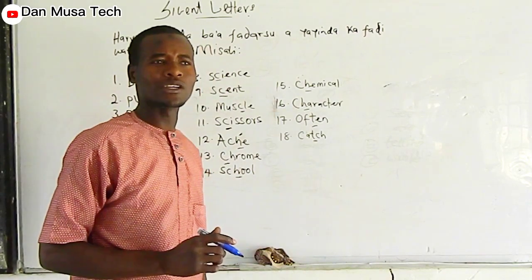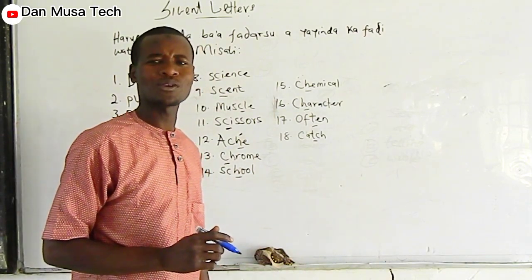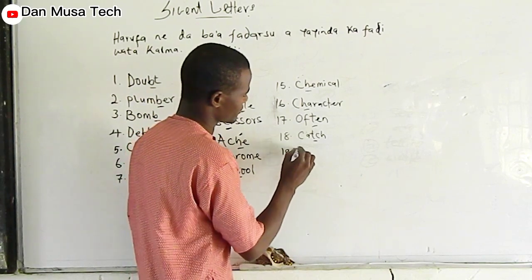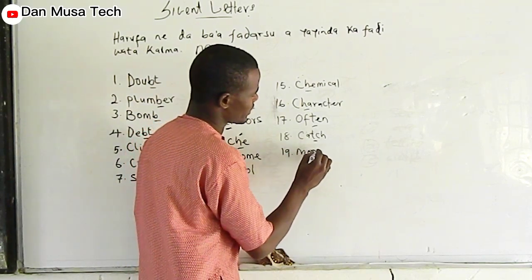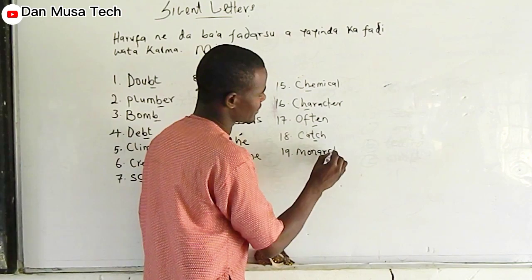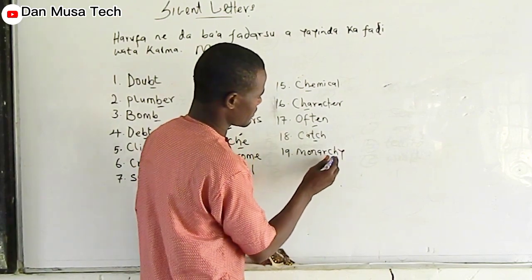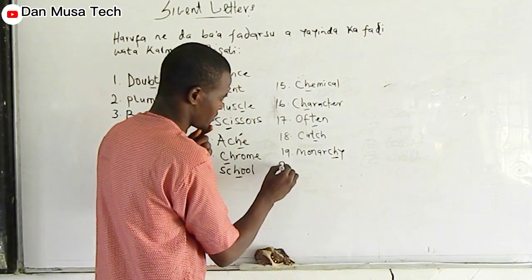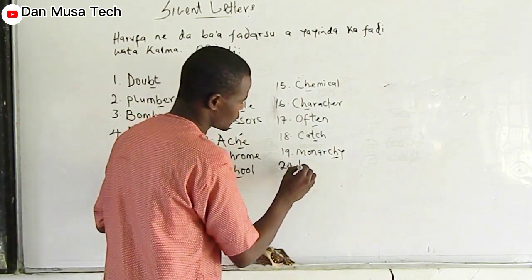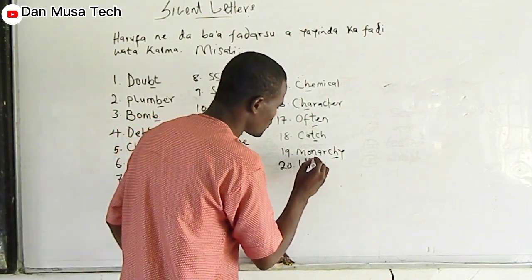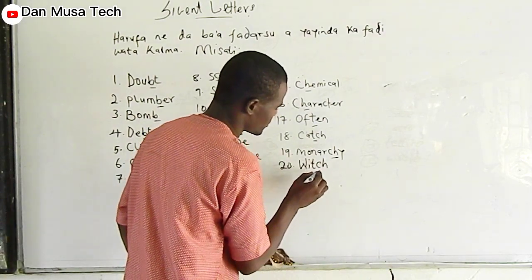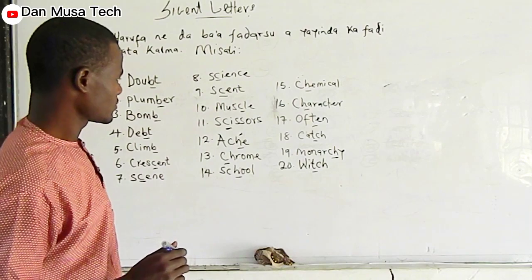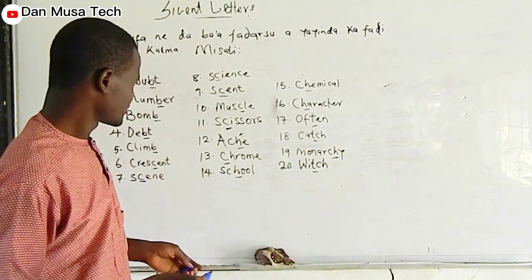Is this monarchy? Yes. In monarchy the H is silent. We have which. So the T is silent. Which. This one is silent. And then we have match. Let me leave it at 20.